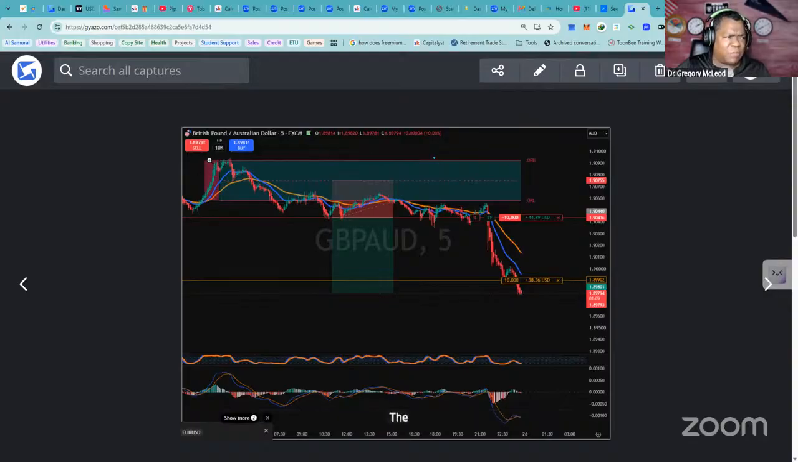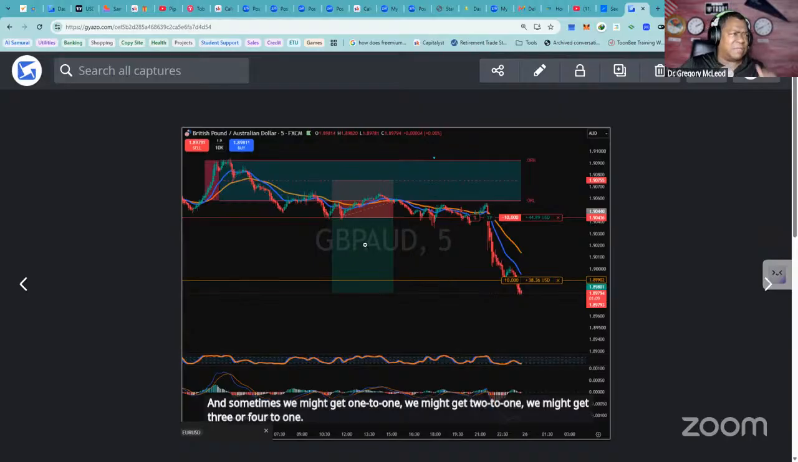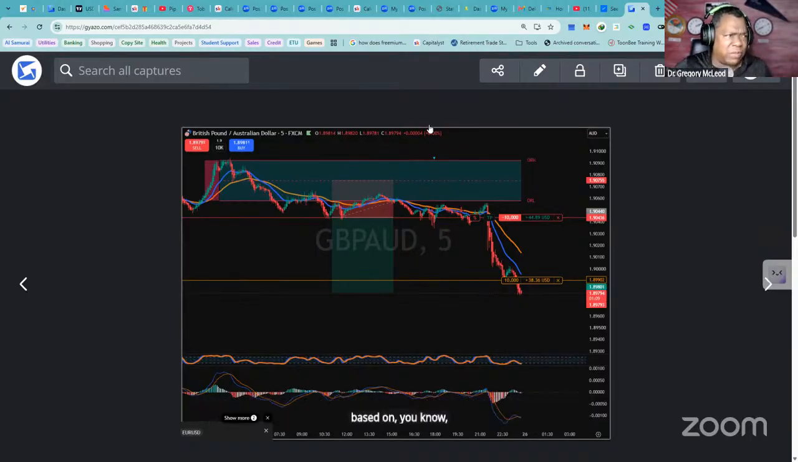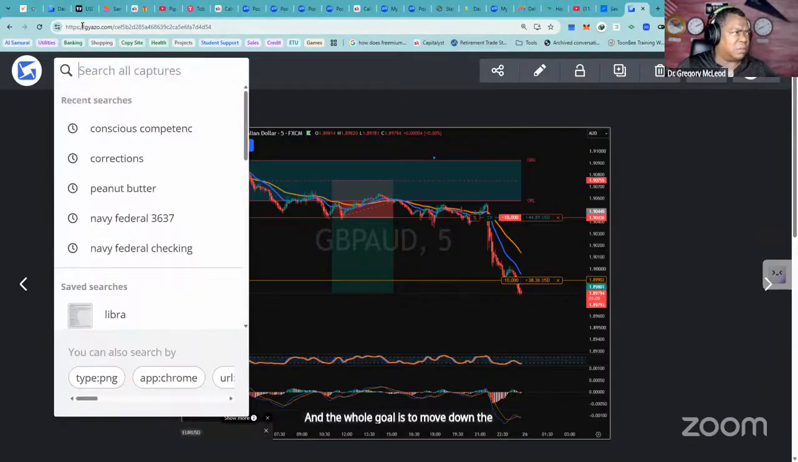The range is established by the first 30 minutes of price action. That's the red area. That is the area that's created the ORH, or the opening range high. The ORL is the opening range low. And we look for the distance of that as profit. Sometimes we might get 1-to-1, we might get 2-to-1, we might get 3 or 4-to-1, based on what the market will give us. And the whole goal is to move down our spreadsheet, right?